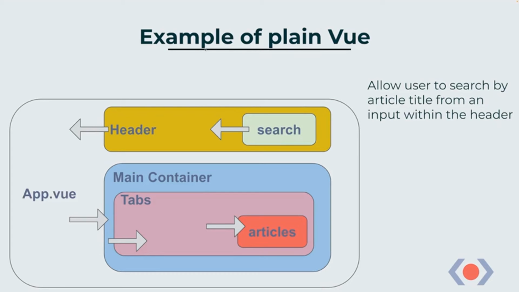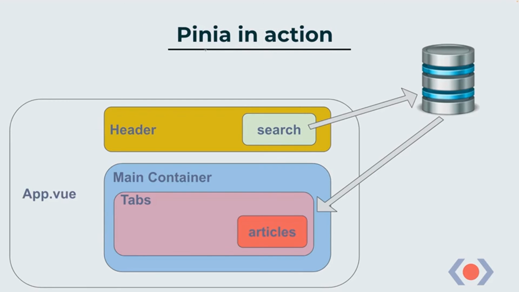what we would have to do is anytime someone searches for something in the search component, we would need to pass that information by emitting an event to the header. The header would need to emit that event to app.vue. Then app.vue would take the results of that event, and this sounds complicated because it is, and there's a better solution, which is Pinia. Anyway, so app.vue would then pass the information that it received from the header to main container, which would pass it to tabs, which would pass it to articles. And this becomes a pain very quickly.